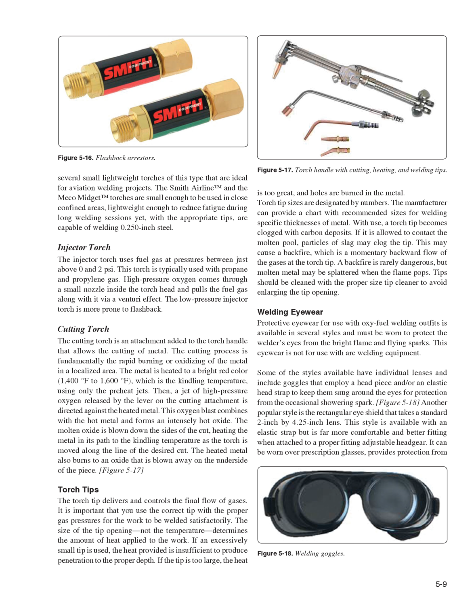Figure 5.17, torch tips. The torch tip delivers and controls the final flow of gases. It is important that you use the correct tip with the proper gas pressures for the work to be welded satisfactorily. The size of the tip opening, not the temperature, determines the amount of heat applied to the work. If an excessively small tip is used, the heat provided is insufficient to produce penetration to the proper depth. If the tip is too large, the heat is too great and holes are burned in the metal.